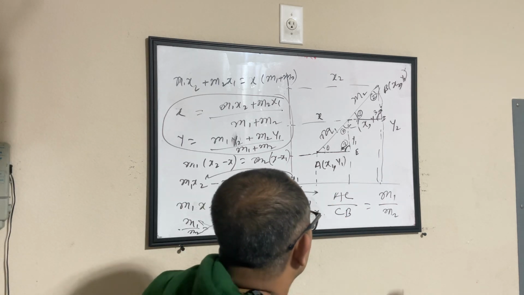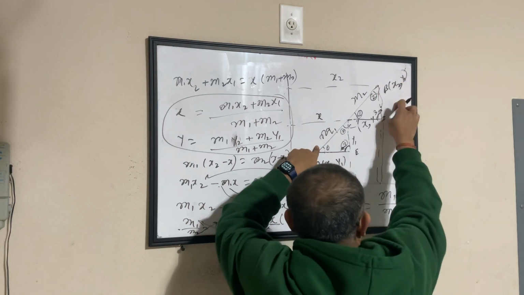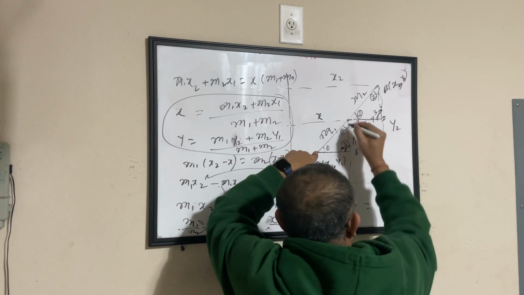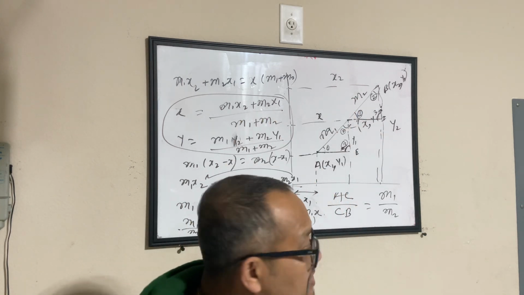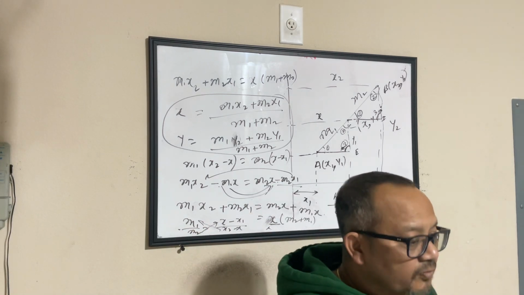Meaning, if you have 2 points on a coordinate plane and you know their coordinates, and you join them with a line, and you have to find a third point on this line which divides it in the ratio m1 to m2, this is the formula, the section formula, that you will apply to find it.